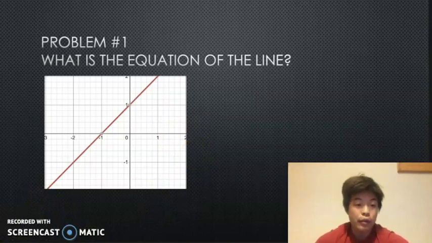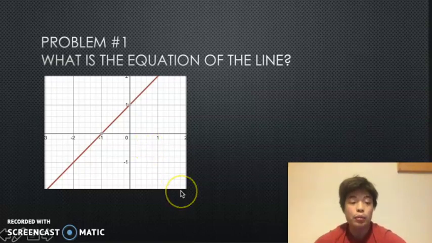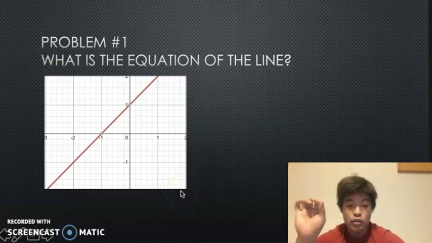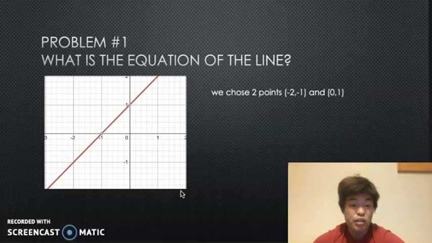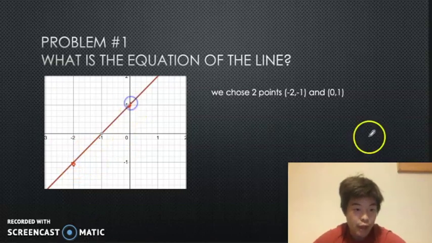Okay, so now that we looked at the problem, all we have to do is find the slope. Remember, to find the slope, all you have to do is choose 2 points, and they have to be integers so that they're easy to calculate. So we choose 2 points: -2, -1, and 0, 1. It doesn't have to be these points, we just chose random points.